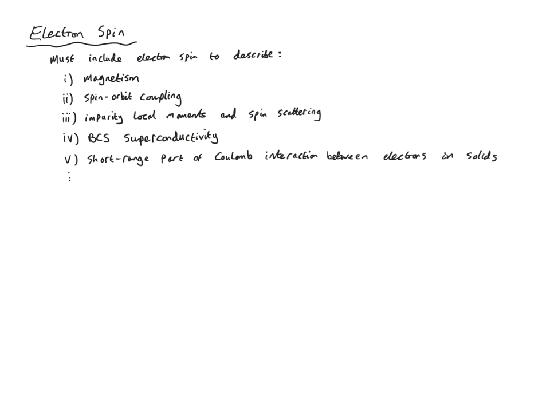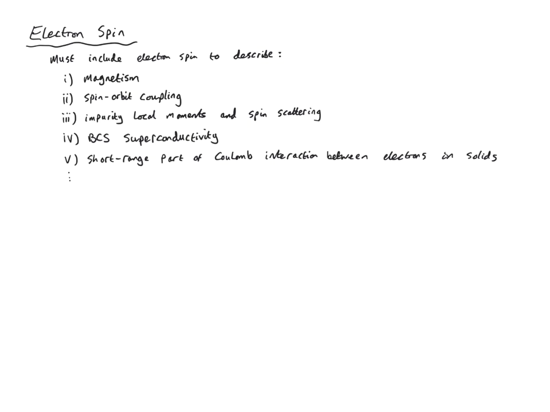Also, if we have materials that involve the heavier elements, the coupling between the spin and the orbital angular momentum can be significant, and so to capture the effects of spin-orbit coupling, which can have dramatic effects, and this has been something that's been discussed in the literature recently in the context of topological quantum matter, if we want to describe spin-orbit coupling, we need to think about electron spin.